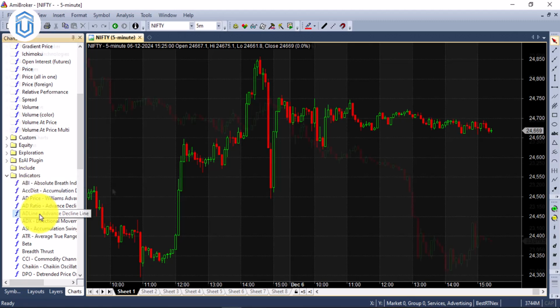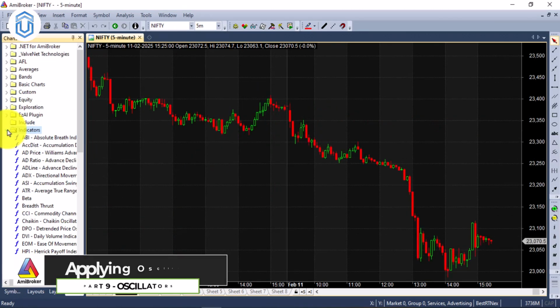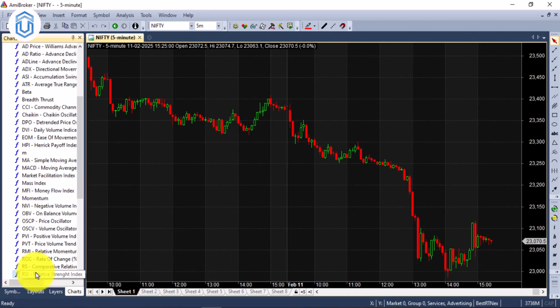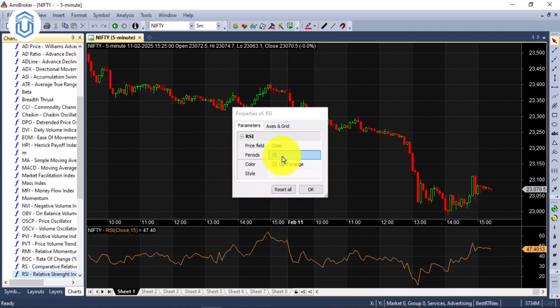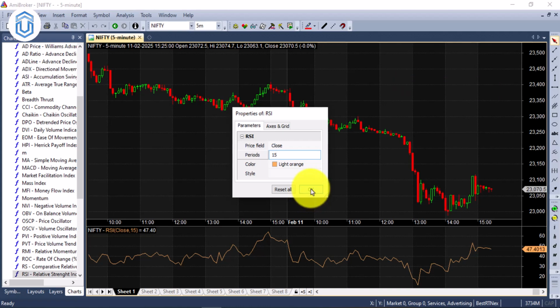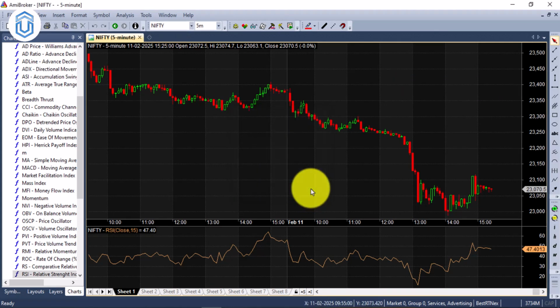Second, I have to apply an oscillator. So for that, in the chart section, choose RSI under indicators. The RSI will appear below your price chart. You can change the period if necessary. Normally, the period in Amibroker refers to the number of bars used to calculate an oscillator. But for now, we'll keep it as the default setting of 15.